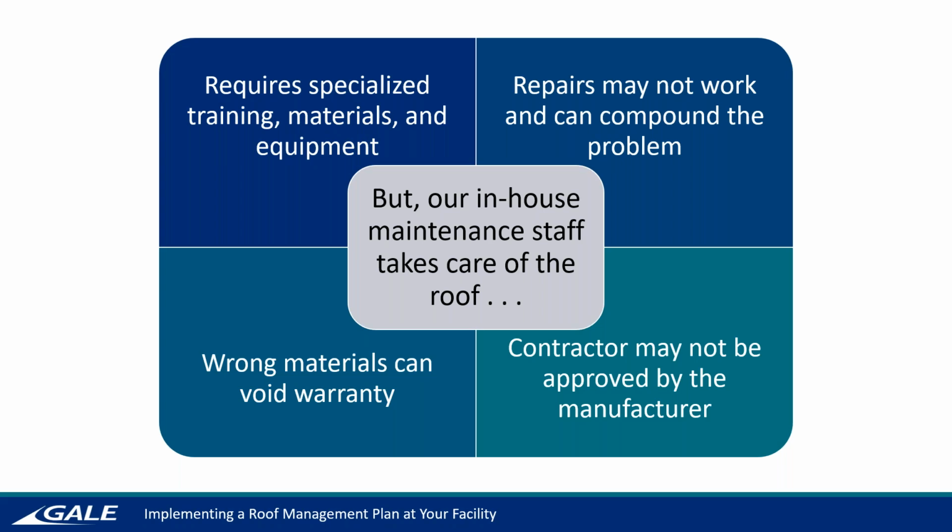Maintenance is going to go up anywhere where there's a hole. They're just going to fill it in with sealant. But that's not always how it works. A lot of building systems are designed to have those holes so that water can come out. So if maintenance is going up and sealing it, then they're compounding the problem, again, voiding the warranty. Wrong materials can void the warranty. We'll look at that real quick. And then contractors may not be approved by the manufacturer, just like your staff.